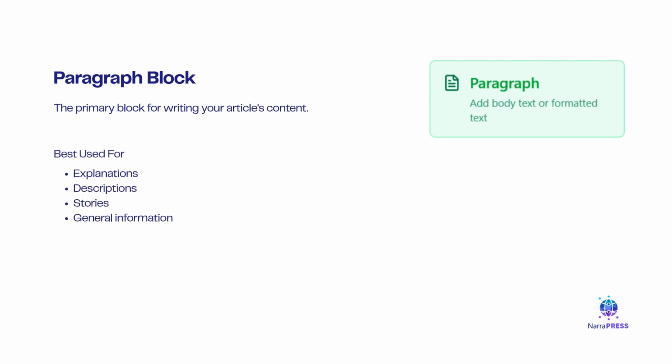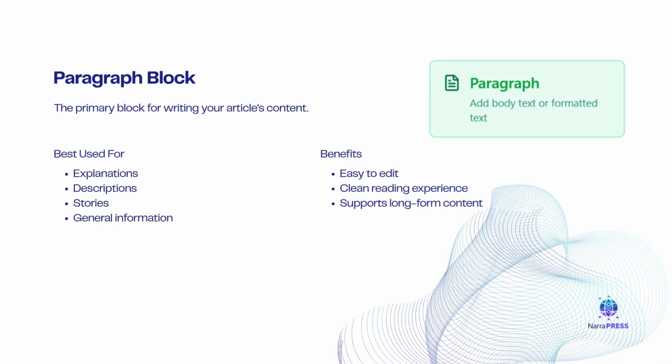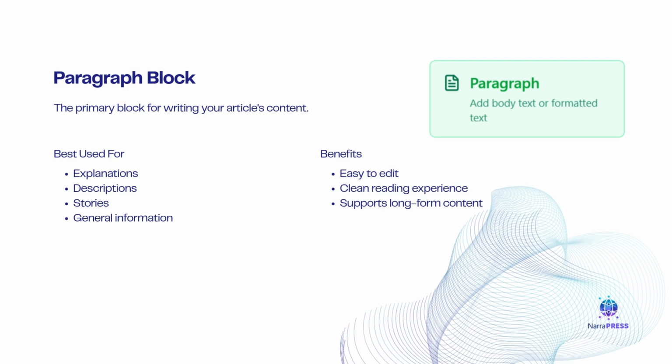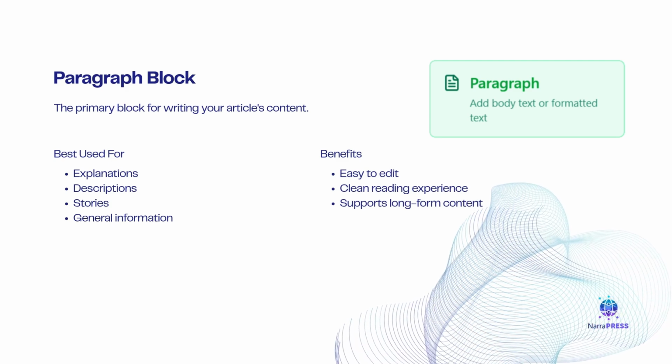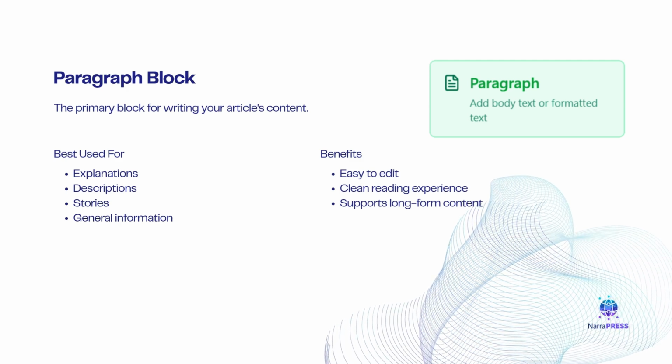Paragraph block. The paragraph block is where most of your writing will take place. This is used for your explanations, stories, descriptions, and general content. When writing paragraphs, try to keep them concise. Large blocks of text can become difficult to read, especially on mobile devices. Instead of writing one very long paragraph, separate your ideas into smaller sections. This creates a better reading experience and keeps your audience engaged.